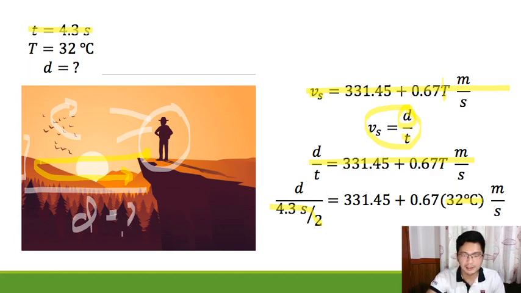Kasi alam natin that the 4.3 seconds na sinasabi dito is the time na nakapunta na doon sa rock face yung sound and then pabalik doon sa man. So, that is why dinivide natin siya sa 2. Kasi kapag hindi natin siya dinivide sa 2, di ang makukuha natin is yung total distance na tinravel ng sound. So, hindi naman yun yung hinahanap natin. Ang hinahanap natin is just the distance of the rock face papunta doon sa sumigaw na tao. So, ayun.